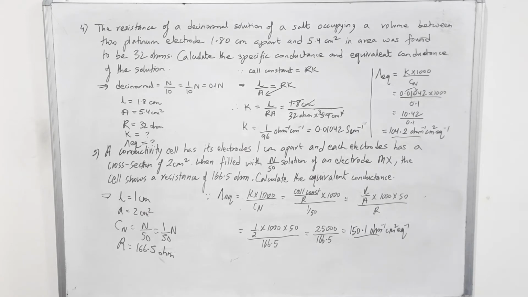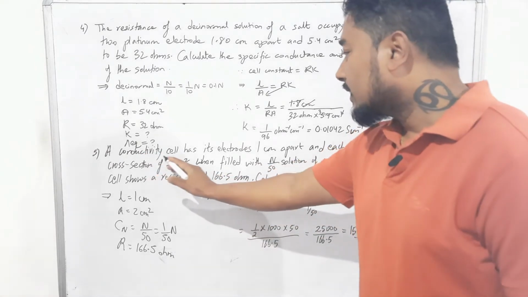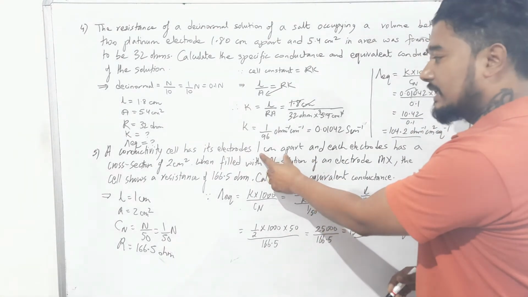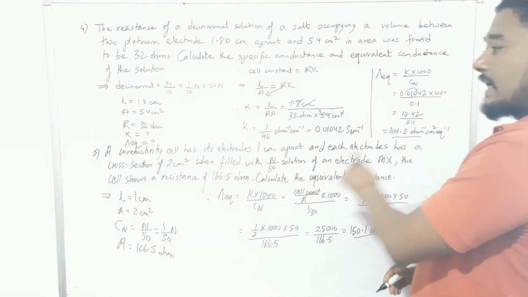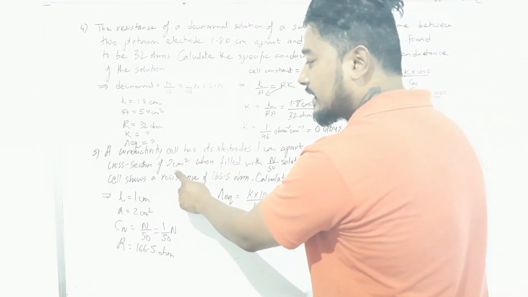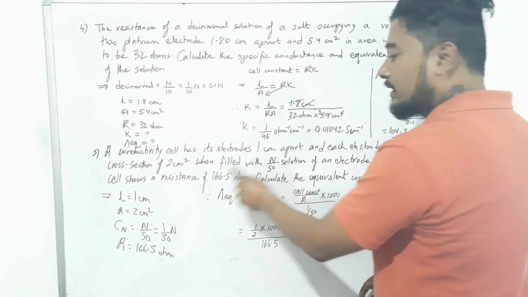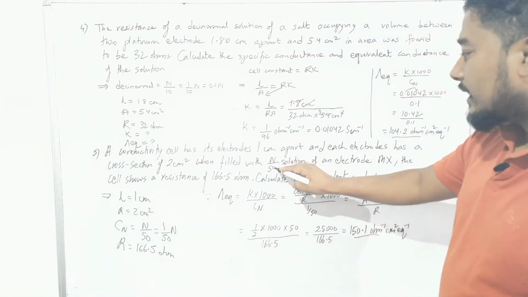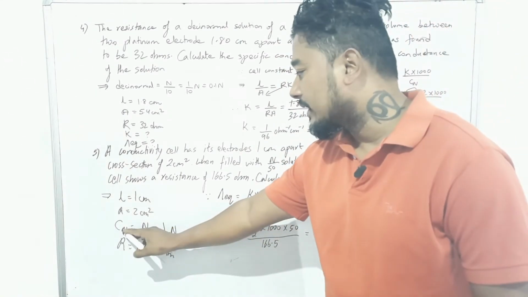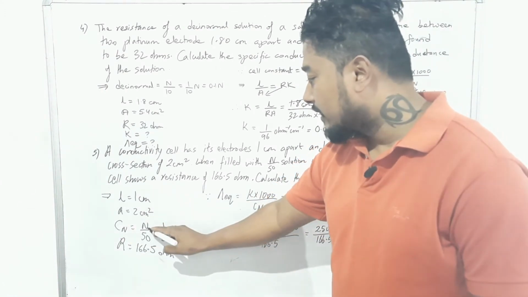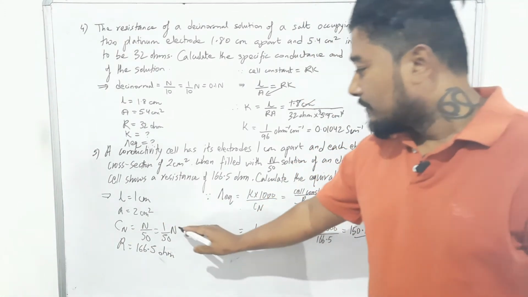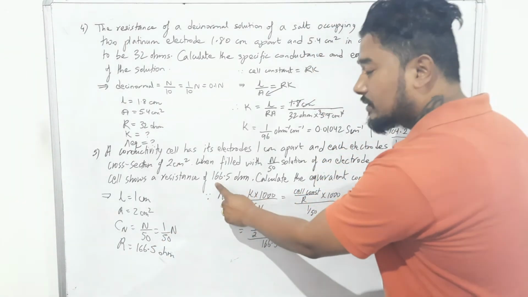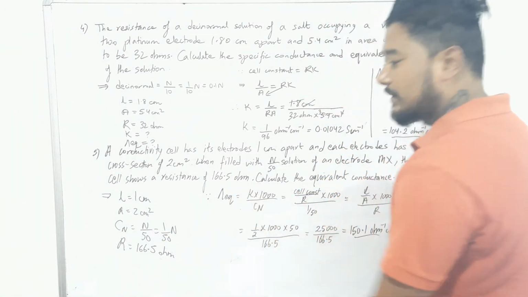Done? Now we go to the fifth sum. The conductivity cell has electrodes 1 centimeter apart, meaning distance is given, that is length. Each electrode has a cross-section area of 2 centimeters square, meaning area is given. Length is given 1 centimeter, area is given 2 centimeters square. Now concentration is given N by 50, and this is Cn. You can write this as 1 upon 50 N, because N by 50 means the same. And the resistance is given to you here as 166.5 ohm, that I am writing here.